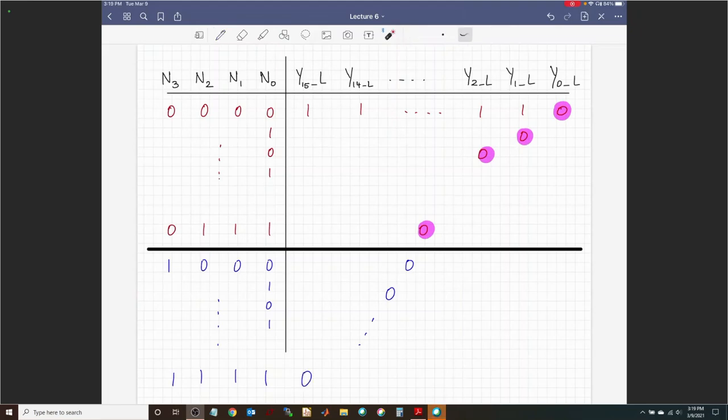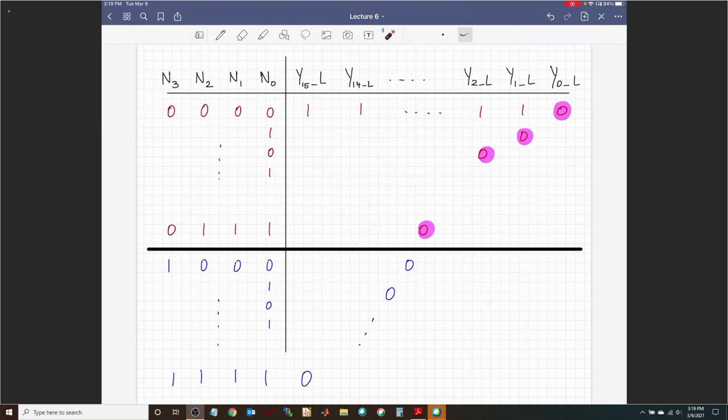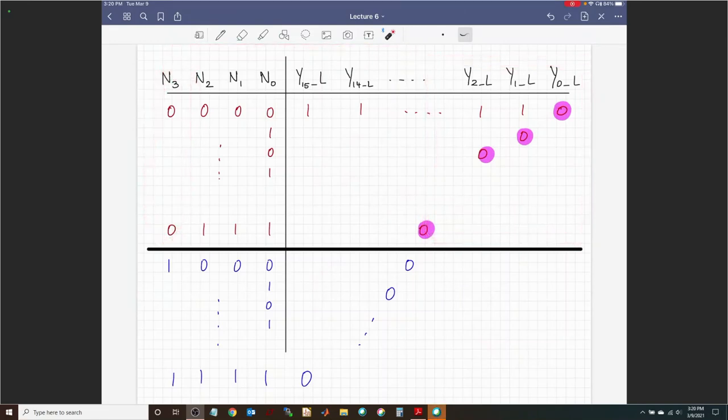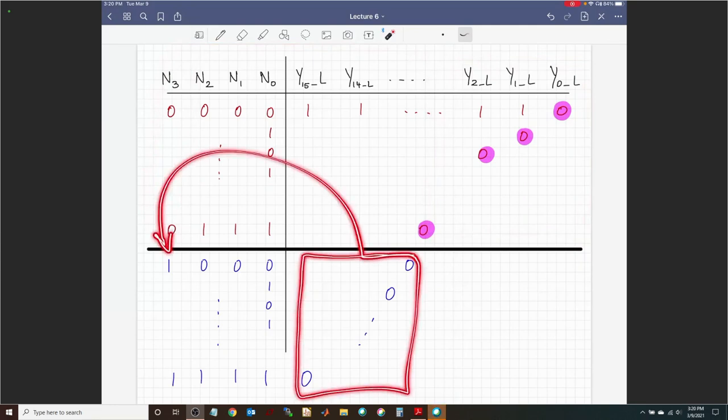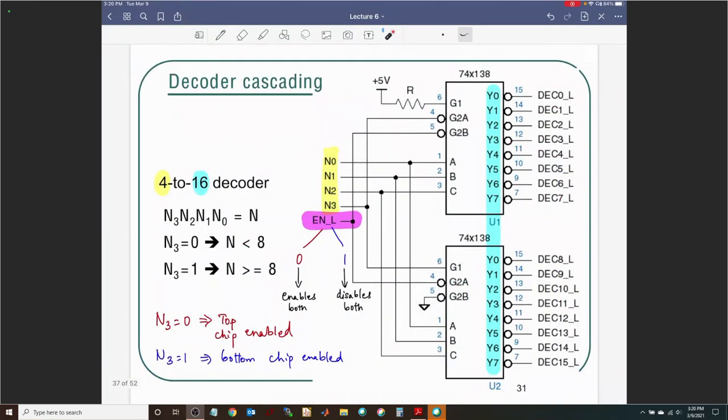Everything else that is missing here and here, all of that are a bunch of ones, right? I'm not writing that. But as you can see, this guy is going to move diagonally all the way to the left. Only one active at any given time. So the top chip is the first 8 outputs, and for that, you have N3 is 0. And for the next 8 outputs being active, you have N3 being a 1, right? So that's how we are doing things over here by using N3.